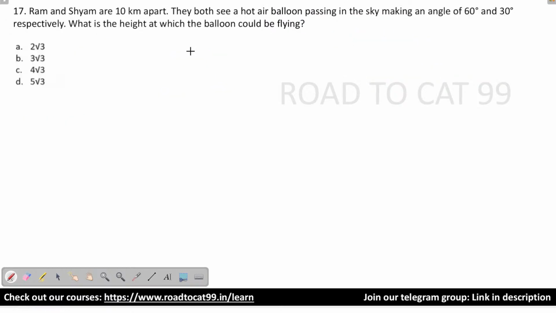16, देखते हैं. Ram and Shyam are 10 kilometers apart. They both see a hot air balloon passing in the sky, making an angle of 60 and 30 respectively. What is the height at which the balloon could be flying?